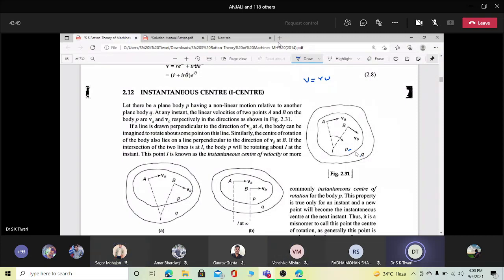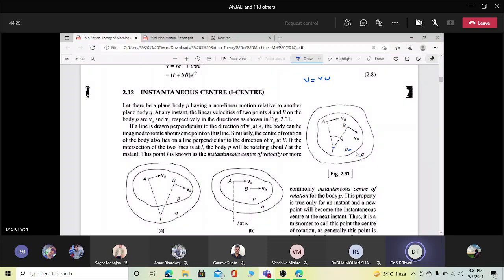So what I can say is that the point A at this instant is rotating with respect to some point as a center which is perpendicular to this vector, and similarly point B at this particular time is rotating about some point which is nothing but the center of rotation for the point B, and this is located on this particular line. Okay, if you keep on extending these lines for the points A and B, you will find they are intersecting at this particular point. Okay, and this point will be the instantaneous center of rotation for both the points A as well as the point B.